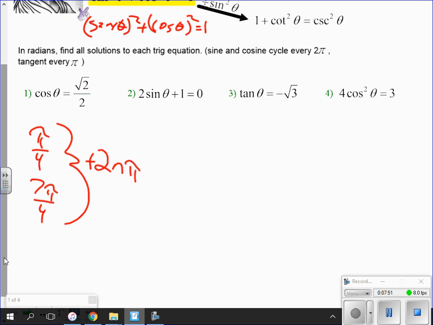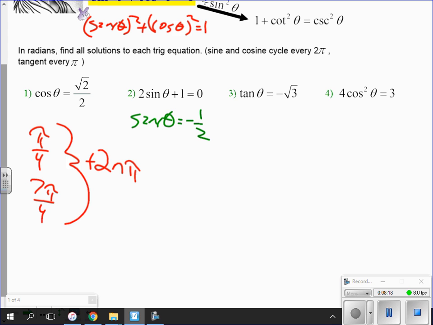Okay, so the next one. Same idea. The next one's a little more difficult, though. 2 sine theta plus 1 equals 0. Get the sine theta by itself. Subtract 1, divided by 2. Sine theta equals -1/2. Whoa.